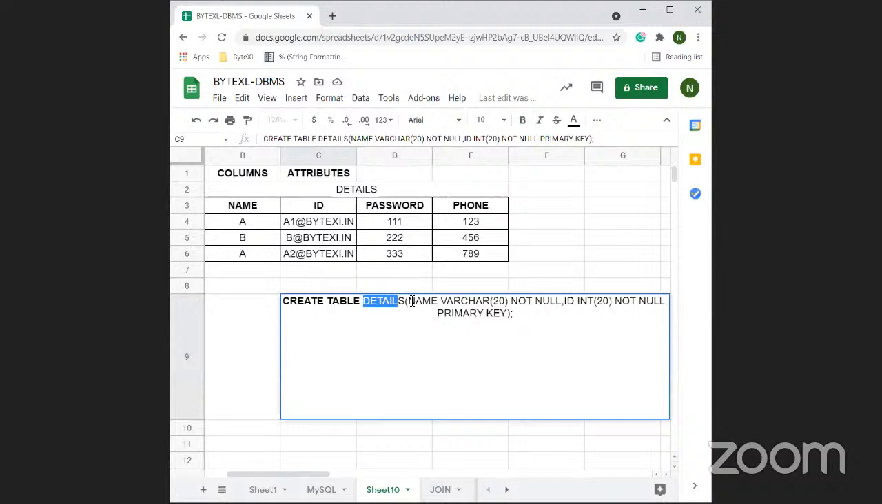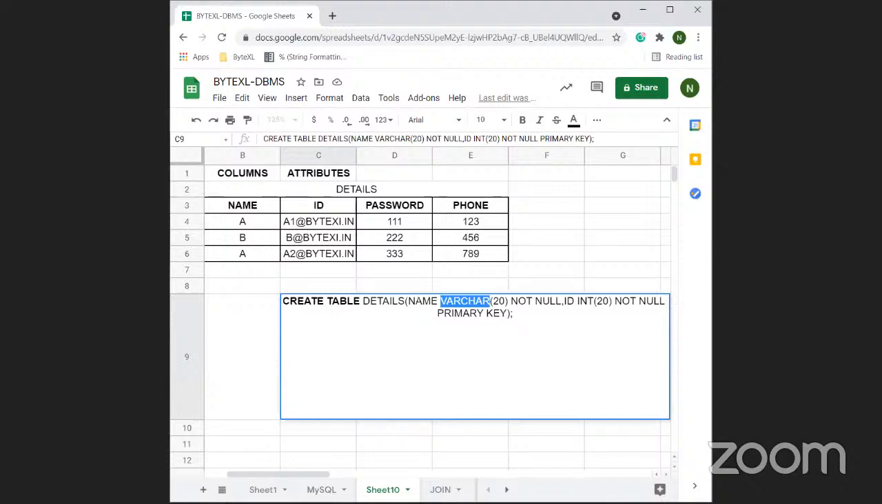Details is the table name that we have here. Name is the first column name. All the columns we have are name, ID, password, phone, right? In the same order, whatever you want, you have to take here as well. Name. Regarding this is called data type. We will see that as well shortly.